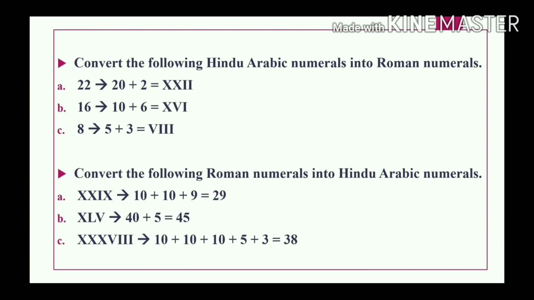XXXVIII. So here again we can do it by expanding. X is equal to 10 and here 3 times X is written. So we add 10 three times, means 10 plus 10 plus 10, and V is used for 5. So 5 plus triple I means 3. Now add all of them. So we get 38, which means XXXVIII stands for 38 in Roman numerals.